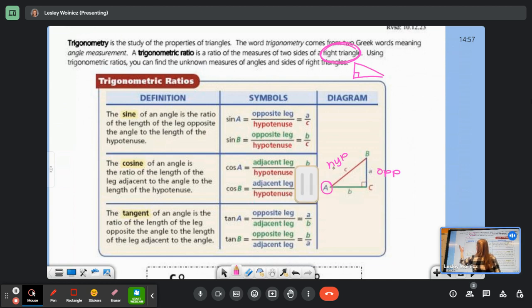So the sine of B: the hypotenuse is still the hypotenuse, but opposite angle B is side B. You see that? So depending on which angle we're talking about, the opposite side will depend on that angle.